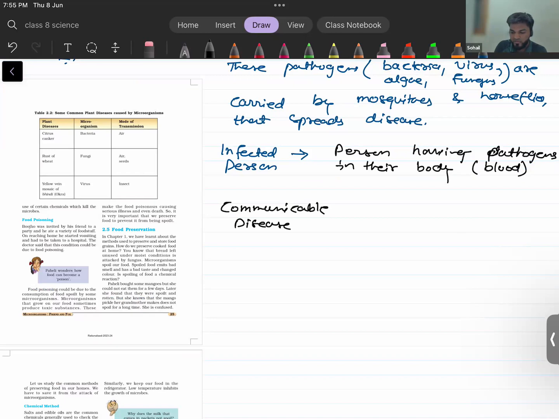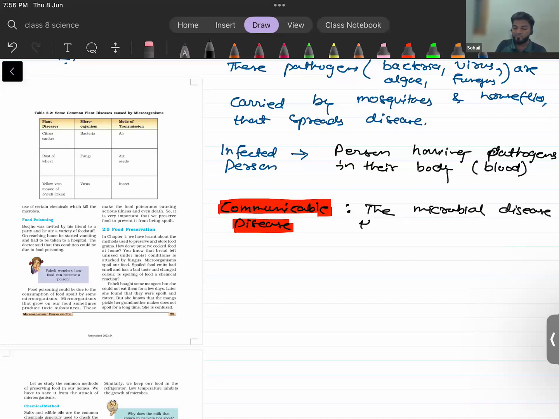Okay. Now, can you guys list some examples of communicable disease? Think of some examples. Cough, cold, and the COVID-19. Very good. And flu, malaria, and dengue. And dengue as well. Very good.